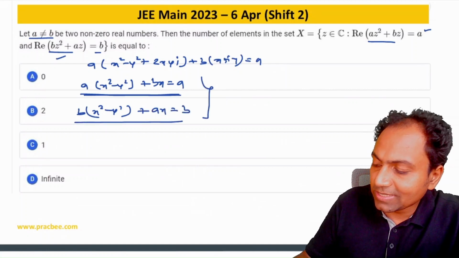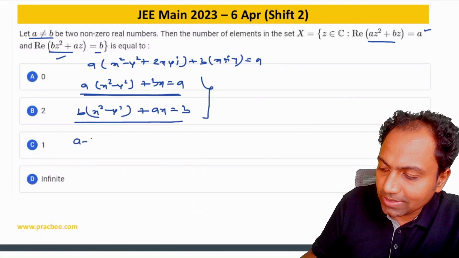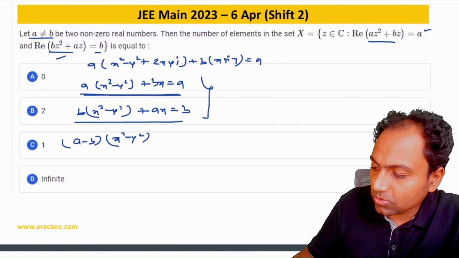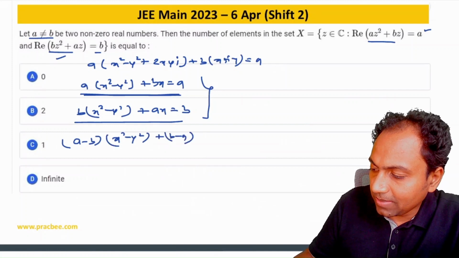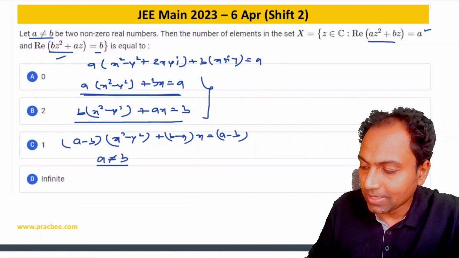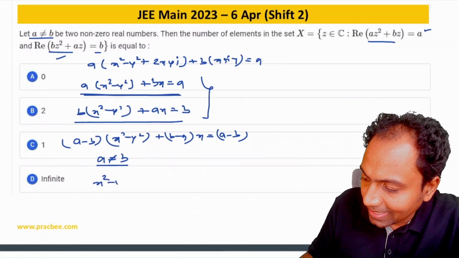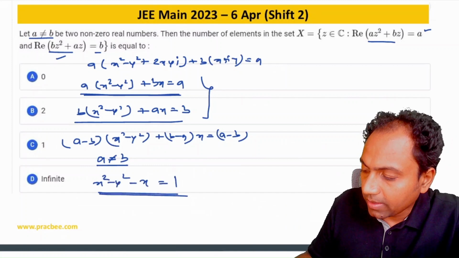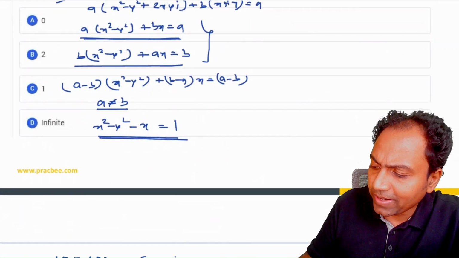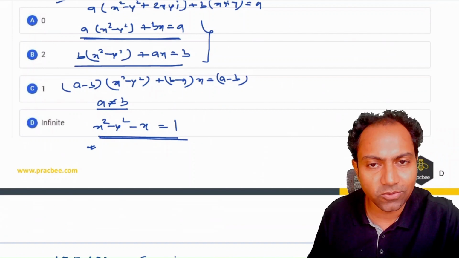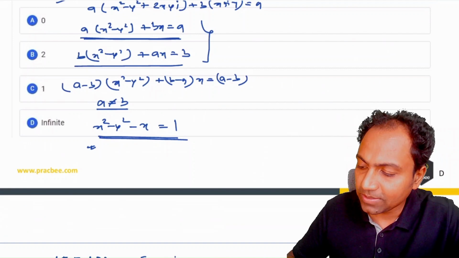Now what we can do is subtract these two equations. Why are we doing so? You will understand in a minute. So if I subtract this, it becomes a minus b into x square minus y square plus b minus a into x is equal to a minus b. Since a is not equal to b, I can cancel a minus b from both the sides. And if I do so, it becomes x square minus y square minus x is equal to 1. And you can see that if you simplify a little bit, there are multiple values, in fact infinite values, that can be substituted in this equation. And hence the answer becomes infinite.